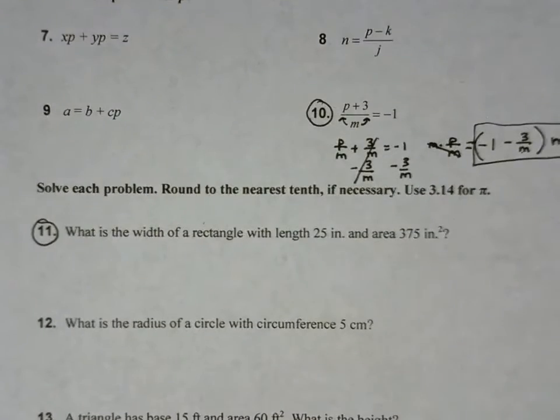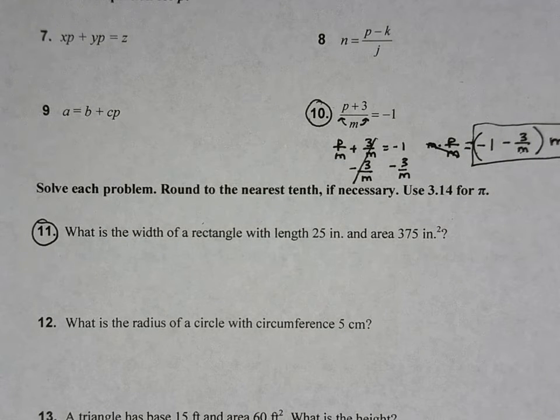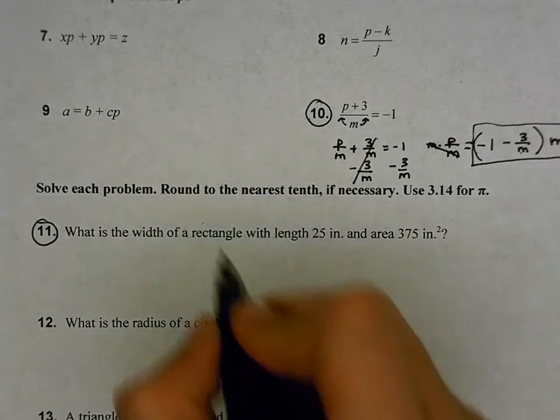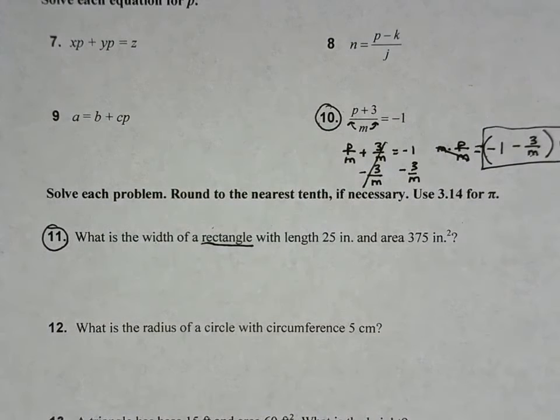Okay, the last problem I picked here was number 11. What is the width of a rectangle with length 25 inches and area 375 inches squared? We are told to solve the problem and to round to the nearest tenth if necessary, use 3.14 for pi. Number 11, we are looking at a rectangle. So you always want to first start with identifying the shape, and then look to see what type of formula we are going to be talking about in this case.